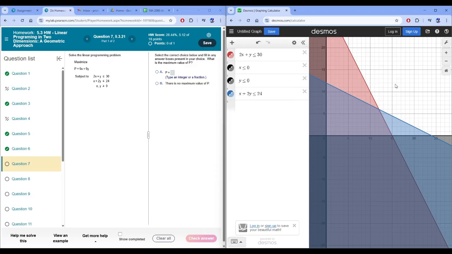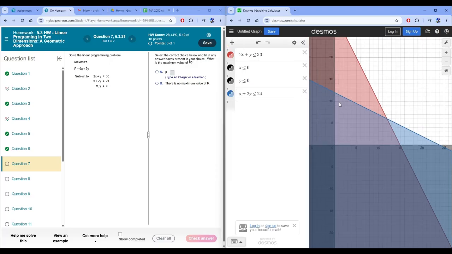There we go. I get that. So here when we look at this, this is the region that we're looking at. You see the equations, they overlap, and then there's my critical value. So now, select the correct choice. What is the maximum profit? Which one of these will give me the maximum profit if it's 9x plus 9y?